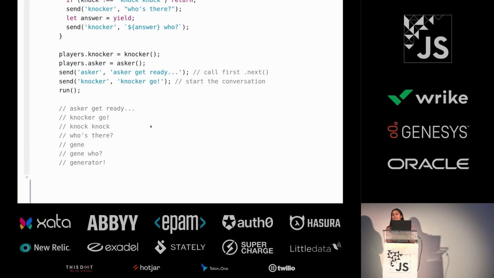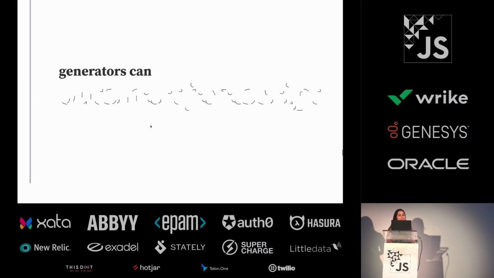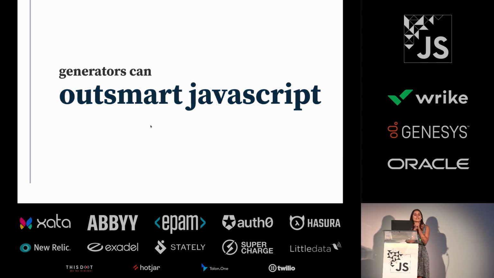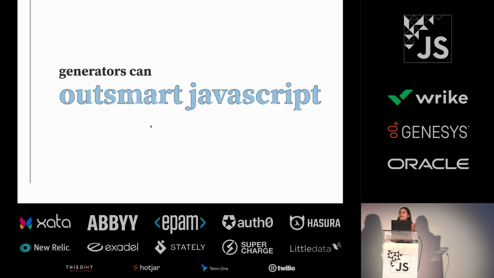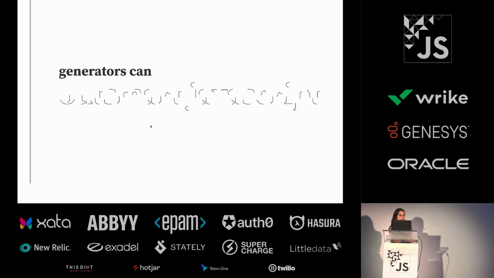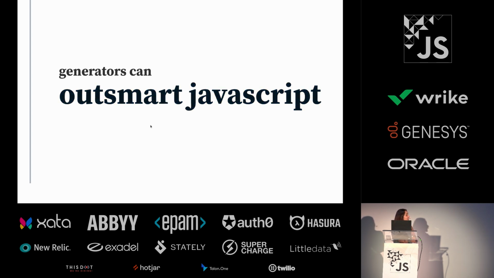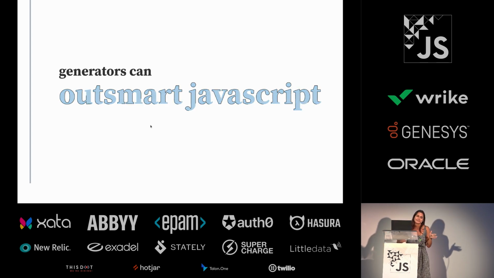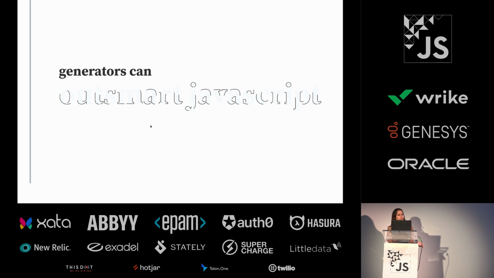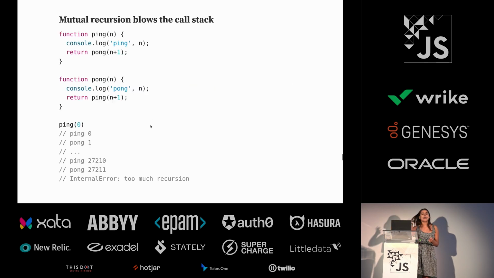So my last, I think I'm just about out of time, but the last thing I want to leave you with is that this means generators can even outsmart their own environment. Generators can help us outsmart JavaScript, which is one of my hobbies, is escaping recursion limits. So I don't know if folks have heard of tail call optimization. That's another way you can escape some of the recursion limits in JavaScript. I have another talk about that.